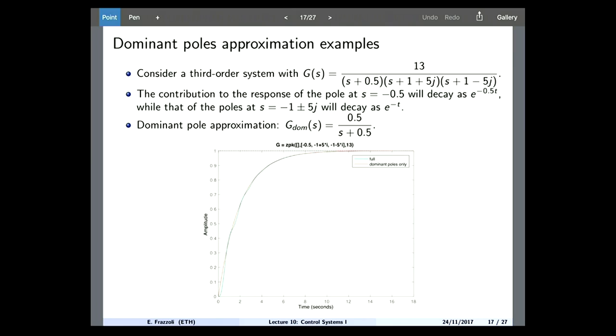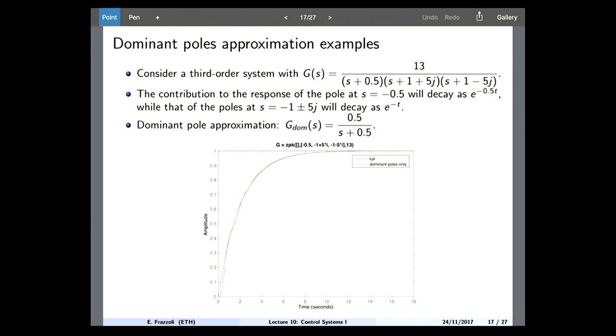This is another example. Now we have a pole at negative 0.5, and then we have these other poles at negative 1 plus or minus 5j, like before. But now you see that the effect of this pole is actually dominant. And in fact, you see on the response, again, that the red response, which is the approximate response, tracks the full response quite accurately, because the difference is this oscillation that decays quickly.